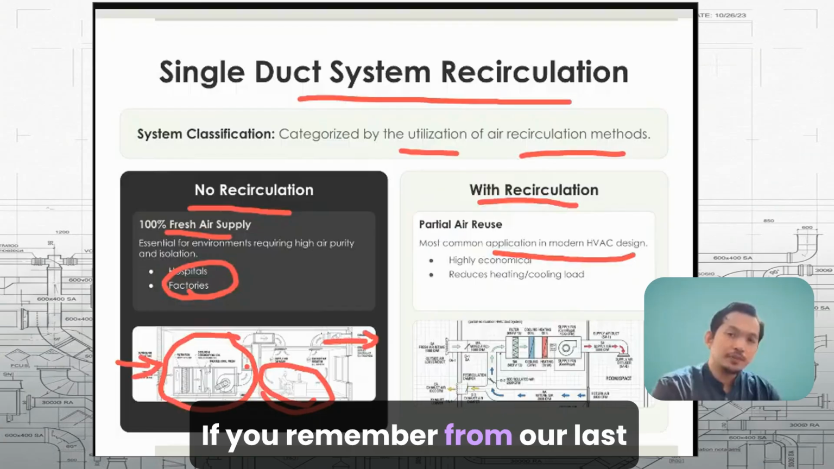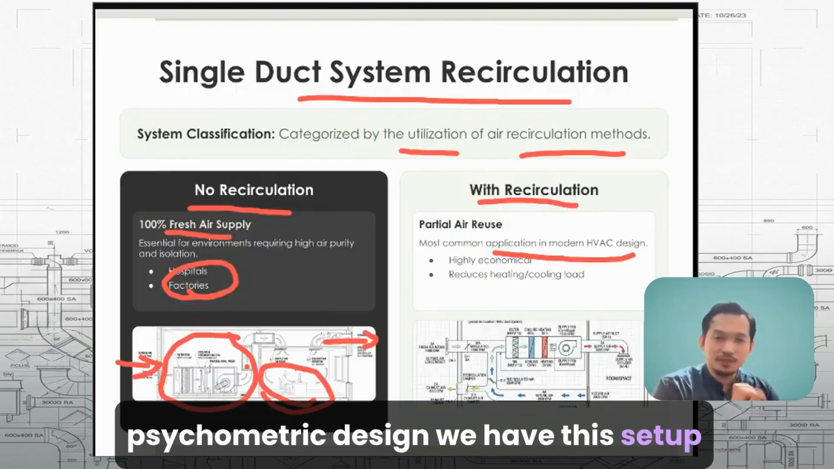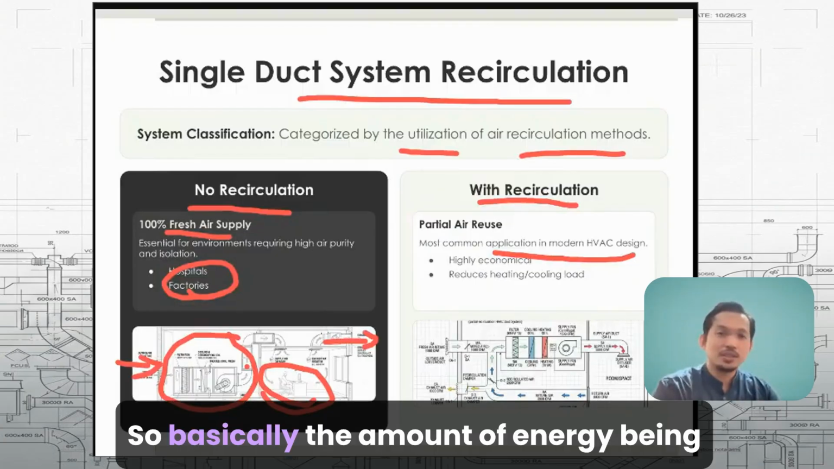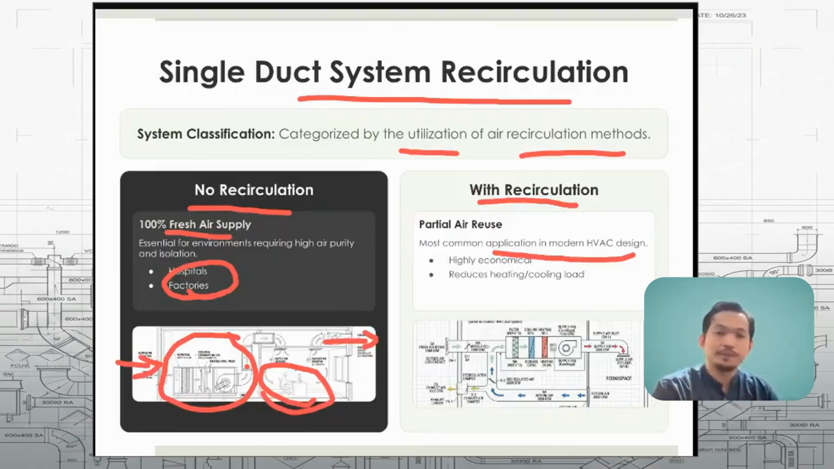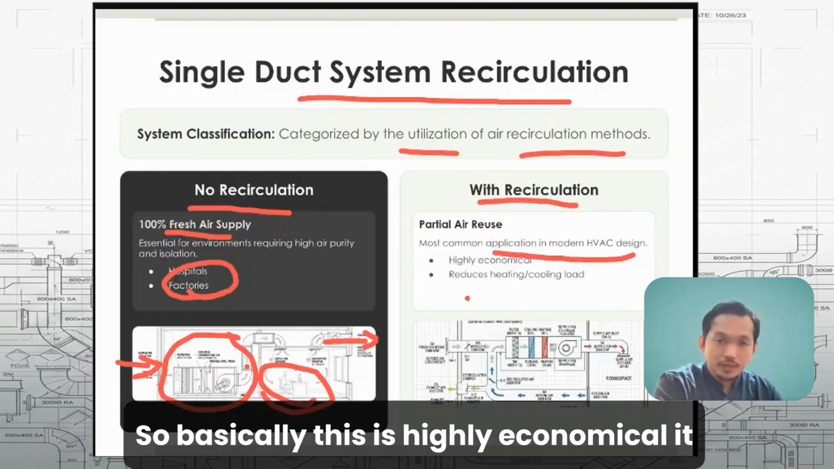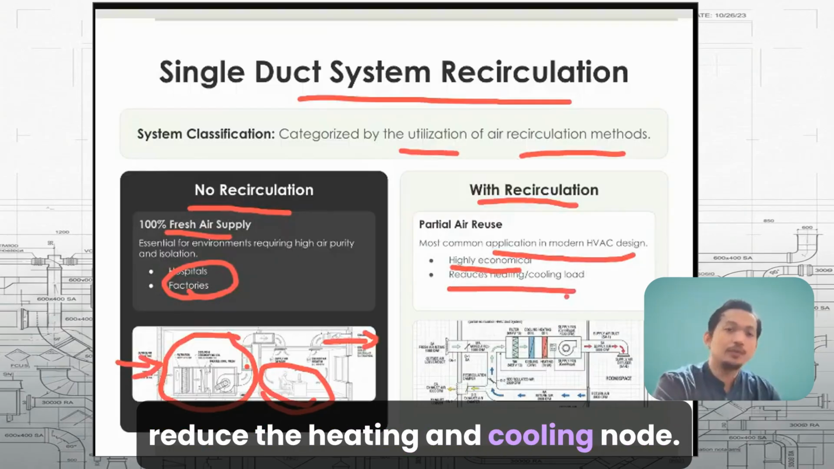If you remember from our last psychrometric design, we have this setup as well. So basically the amount of energy being used is much less. Okay, so basically this is highly economical. It reduces the heating and cooling load.